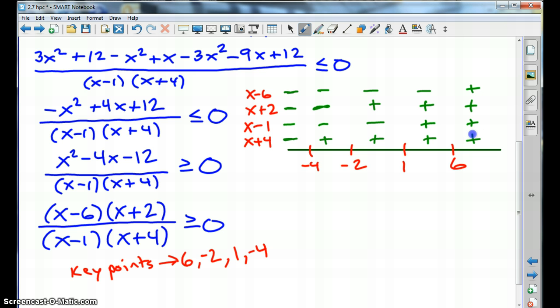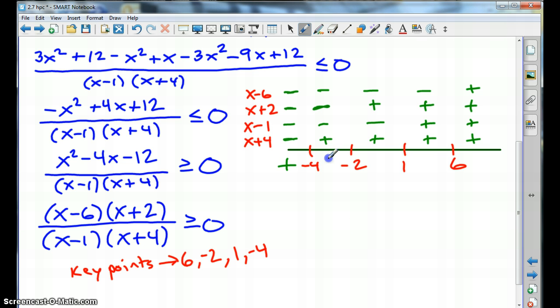Now the key to this whole process is to understand that when you multiply or divide positive and negative numbers, what your result will be. So I can see right here, if I'm at an input value of less than negative 4, that I would see 4 negative factors. So I'd have a negative times a negative divided by a negative times a negative. 4 negatives would give us a positive.